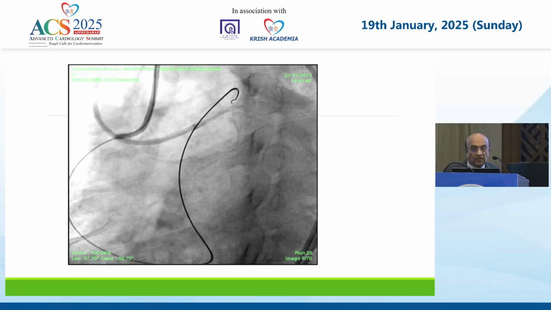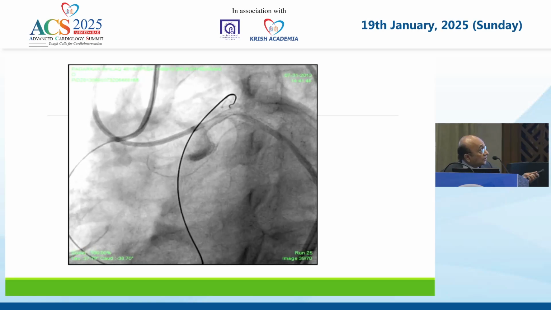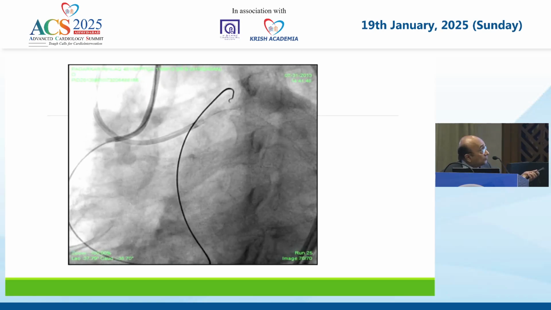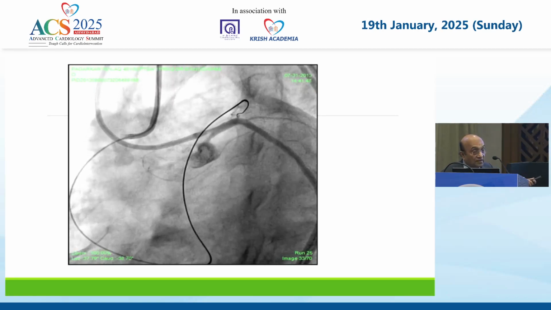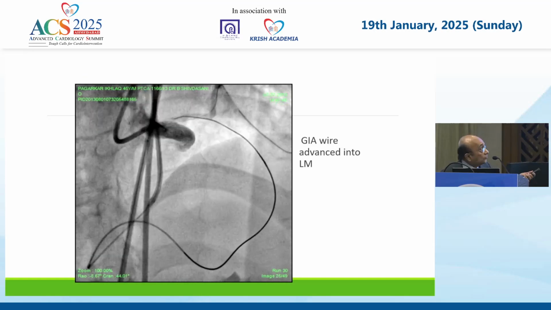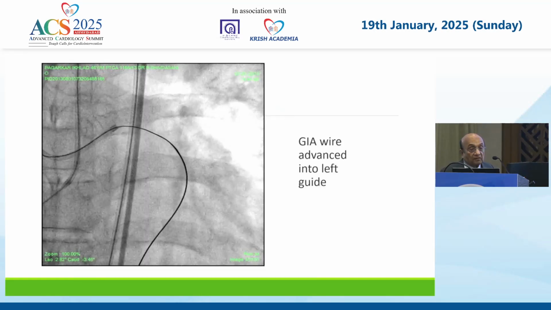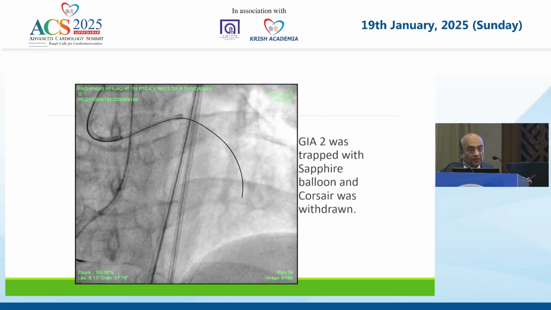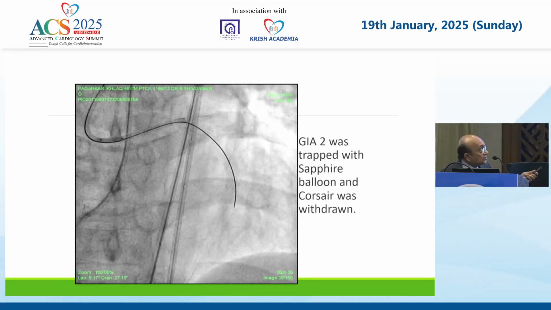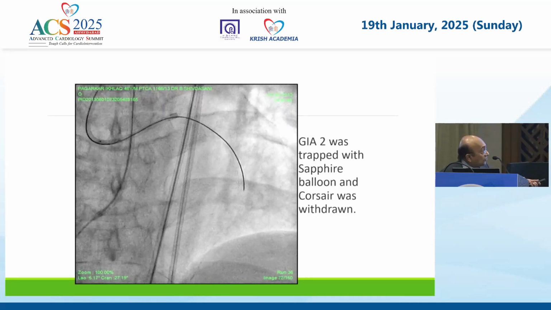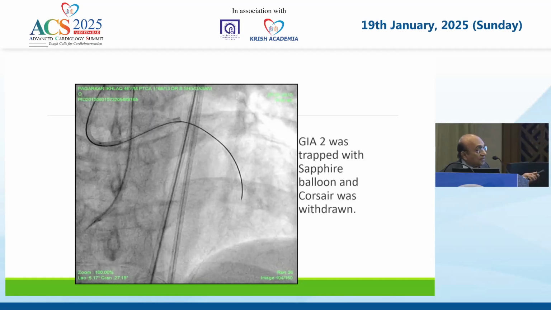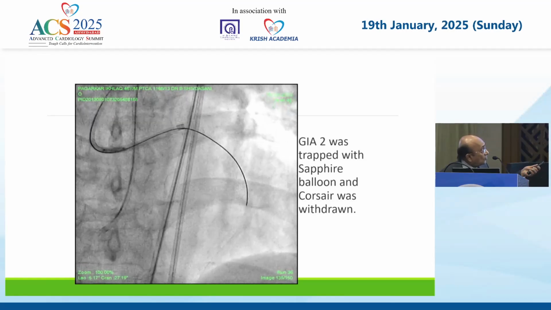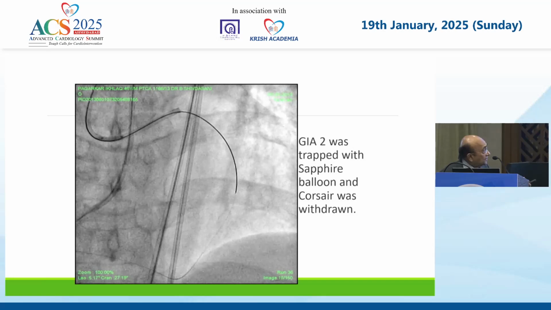Take a reference wire. There is a curve here, and one has to be careful. When we took a lateral view, we found there is a curve here. Enter that, into the parent vessel. In the parent vessel, the wire is trapped with the balloon, and we create a passage by the microcatheter traveling up in the direction towards the ostium of the LAD.